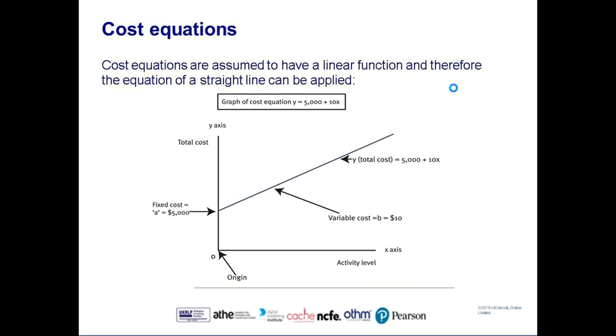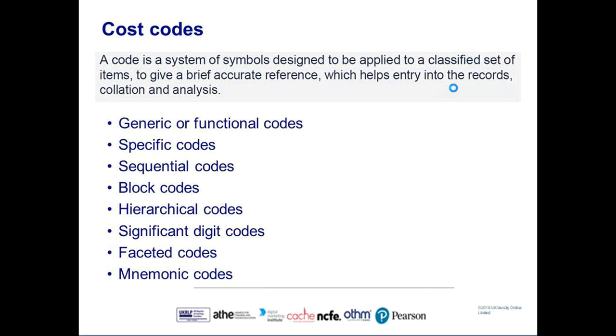Cost equations are assumed to be a linear function, and therefore the equation is a straight line and can be applied. So the graph cost equation is y equals 5,000 plus 10 per unit cost times the number of units. Normally in regression you may have learned y equals a plus bx. When we look at a plus bx, y is the total cost, a is the fixed cost, b is the variable cost per unit, and x is the number of units. So we can calculate and show this on graphs as well.